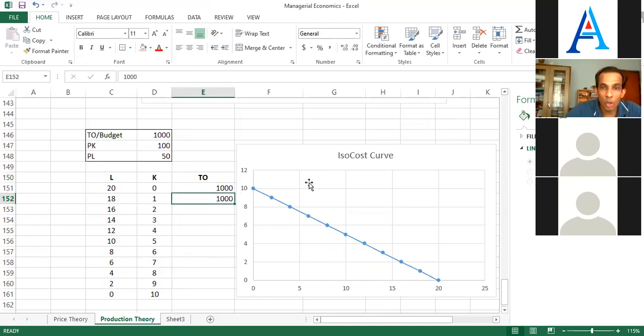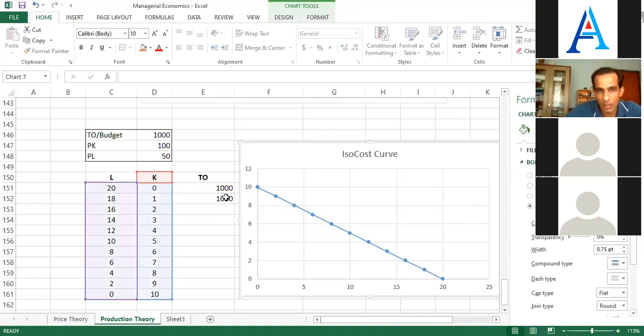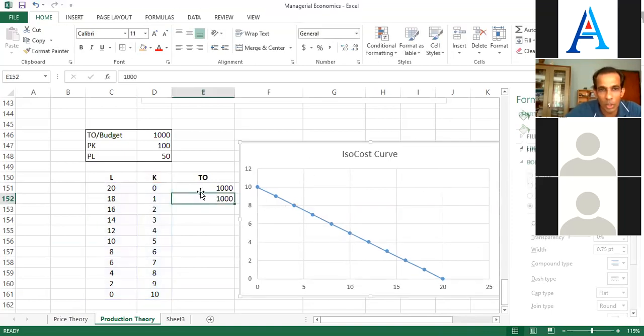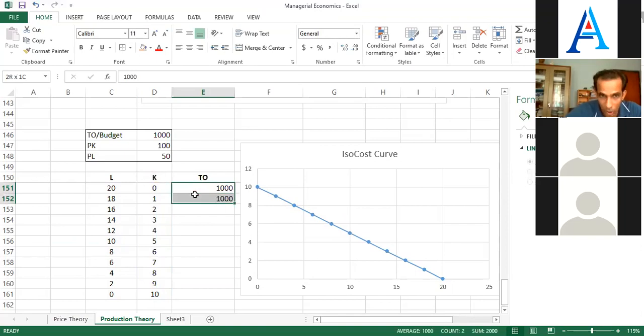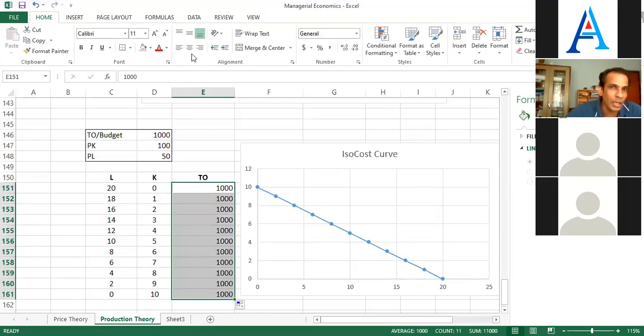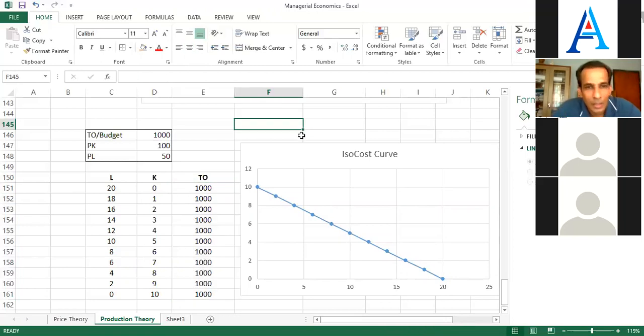That means total cost is same. What is the special feature of this curve? At any point of the curve, cost is same. That's why it's called iso-cost, right? It is called iso-cost because if you calculate the total outlay, the total cost of this factor combination at any point, it is the same. So this linear shape of the curve is mainly because the factor price is constant, right?